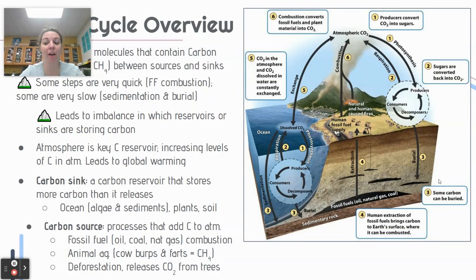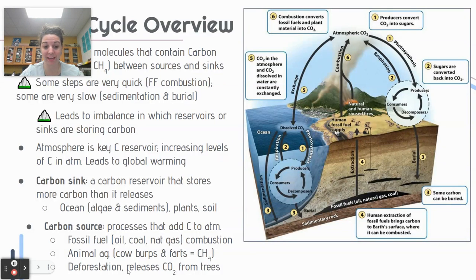Now, this happens a lot faster than 3 happens. So what we see is an imbalance in the carbon dioxide. We're seeing more getting released than being stored, which is going to lead to that climate change that we talked about. When we talk about these sinks and these sources, it's important to understand that sinks are going to help mitigate the impacts of climate change because they're going to be taking that carbon out of the atmosphere, and that carbon sources are going to speed up or increase the impacts of global warming because they're adding that carbon to the atmosphere.